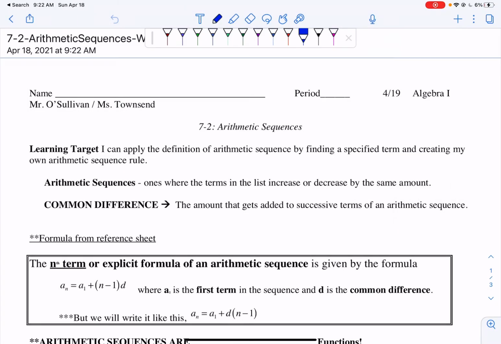Today we're going to be looking at lesson 7-2, Arithmetic Sequences. So today's learning target is I can apply the definition of an arithmetic sequence by finding a specified term and creating my own arithmetic sequence rule. There are two new words we're learning today: arithmetic sequence and common difference. Arithmetic sequences are ones where the terms in the list increase or decrease by the same amount each time. The common difference is the amount that gets added to the successive terms of an arithmetic sequence.